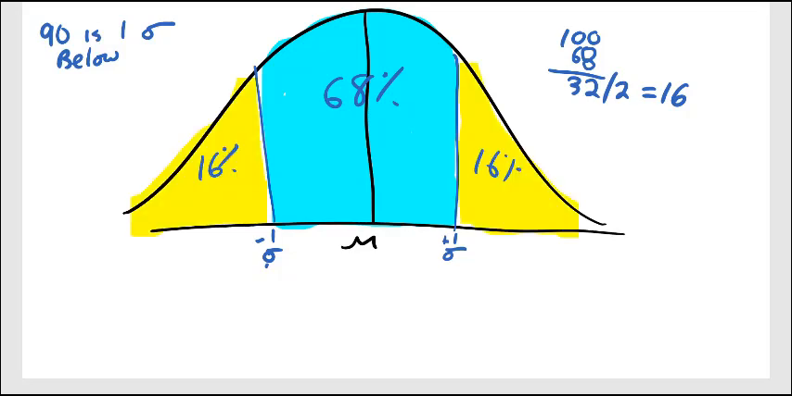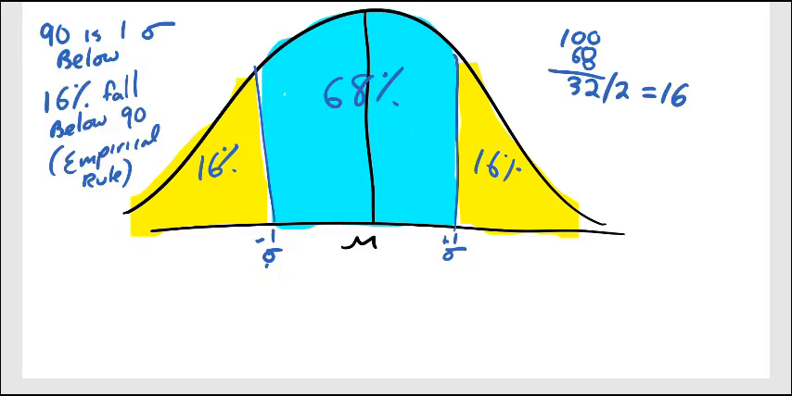So as I look at this, I can double check. My area under the curve has to add up exactly to 100%. So 16% plus 68% plus 16% equals exactly 100%. So that gives me my area under the curve. So looking at this, I know 16% of all scores fall below a score that's 1 standard deviation below, or 90. And I got this from the empirical rule.